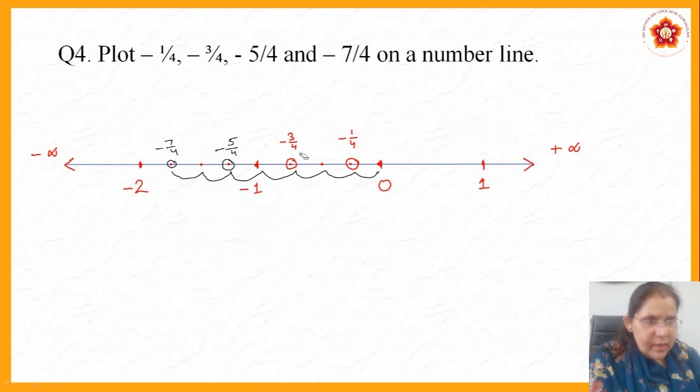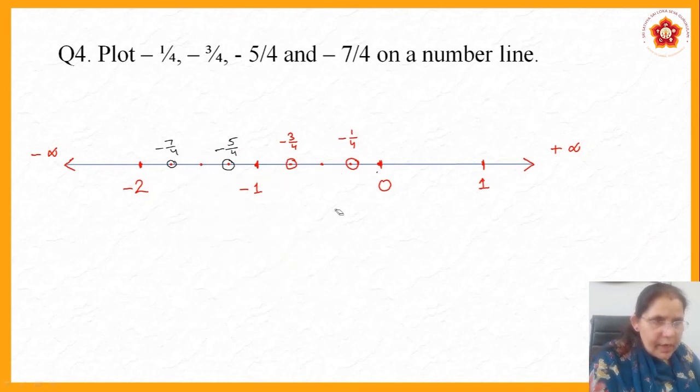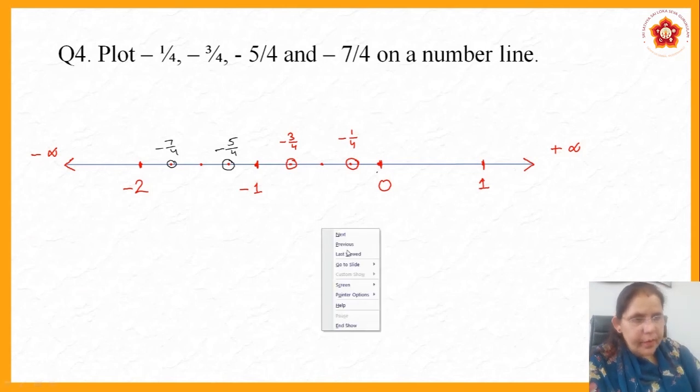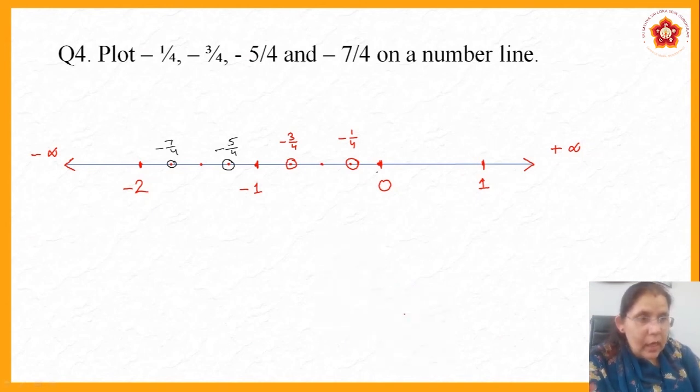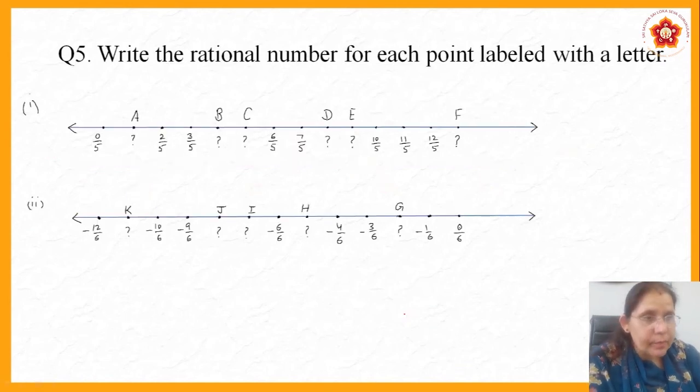So whether it is a positive rational number or negative rational number, just remember that we have to divide the line between two integers into equal number of parts. And how many parts are we going to divide them into? That is reflected by what is there in the denominator of the given fraction.